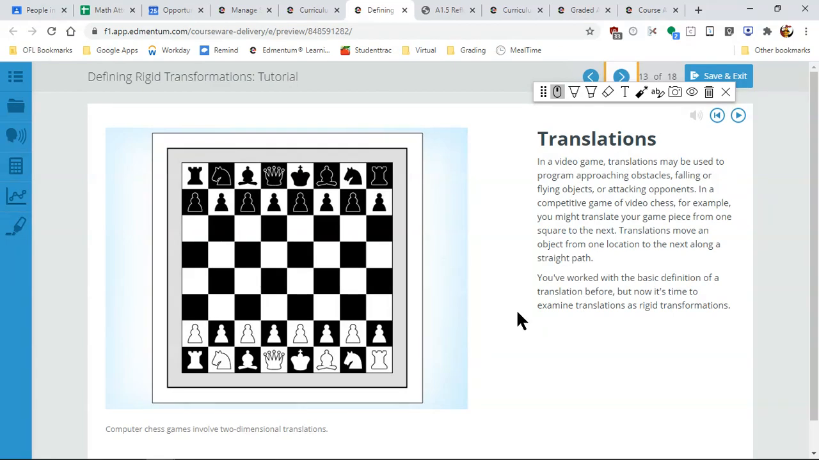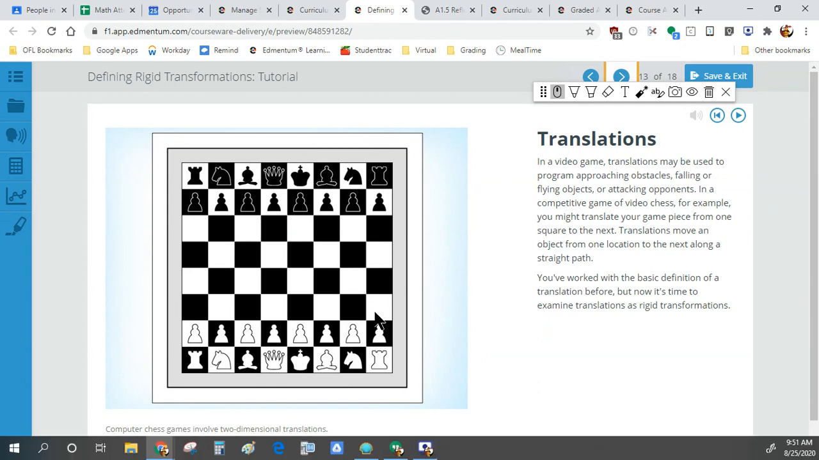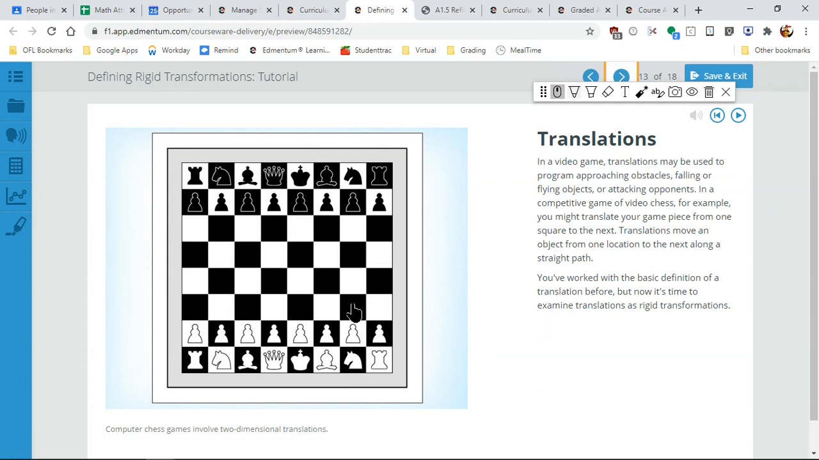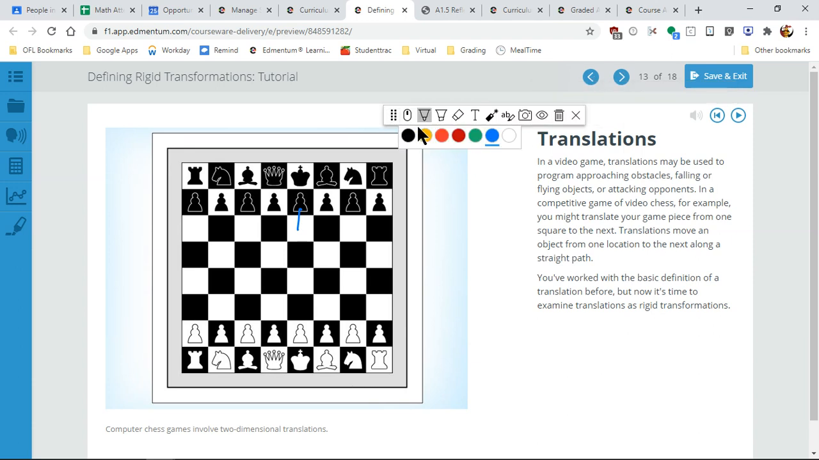So translations in video games, that just means when you're moving stuff around. They're showing a chessboard because whenever we do play chess, for example, if I'm moving my knight, it moves up 2 over 1. So that's a direct translation. Like this horse would move over here. Pawn would always move forward 1. So they all have different versions of translation. So we're going to learn about translation in this next activity.